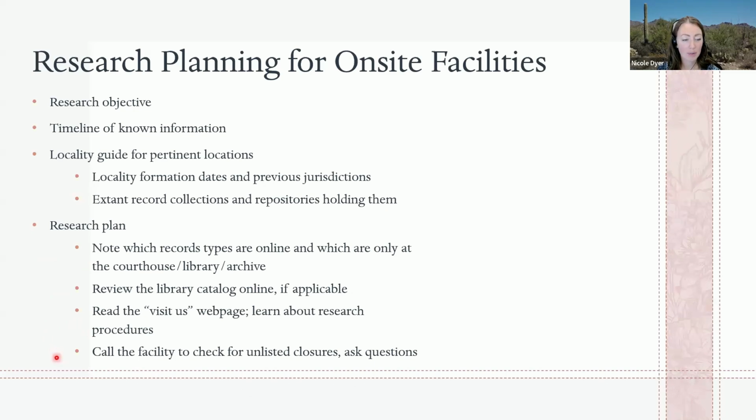The final step in research planning for on-site facilities is to call the facility and check for any unlisted closures and ask your questions to find out if you're fully grasping how the research works there. I'll share an example of that too in a minute. This step is really important because even if we do all of this pre-work, sometimes we can only find out about a challenge we need to overcome, or understand how we need to access records, by calling and talking to a person and asking our questions.